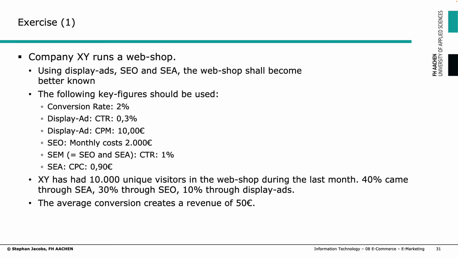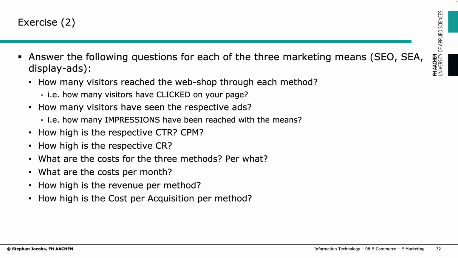40% came by SEA, 30% by SEO, 10% by display ads. And here you can say the visitors are actually the same as a click on some of your means outside of your website. The average conversion creates a revenue of 50 euro. So now you should be able to answer the following questions. How many visitors reach the web shop through each method? How many visitors have seen the respective ads, which means how many impressions did you generate in SEO, SEA and display ads? How high is the respective CTR and the CPM?